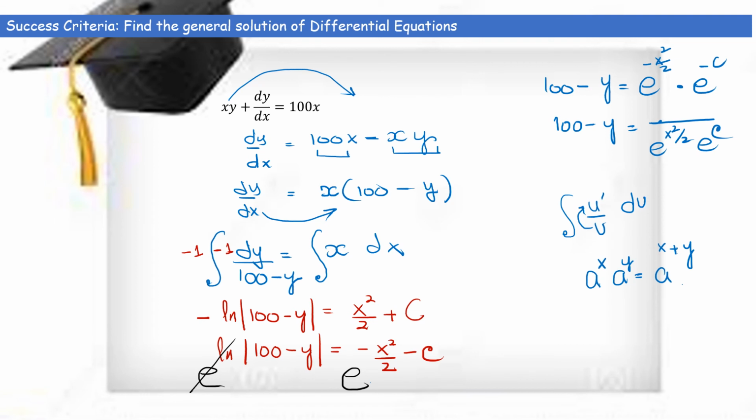Bring the 100 on the other side. So here on this side I am writing minus y equals 1 over e to the power x square over 2 times e to the power c. Now e to the power c means c. Shift the negative sign on the other side. I will get y equals negative 1 over e to the power x square over 2 times c. So this is my general solution in this given scenario.